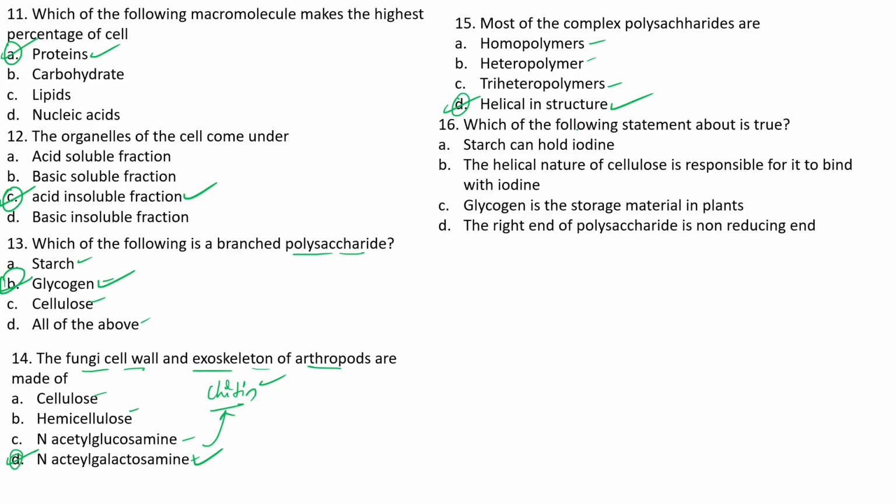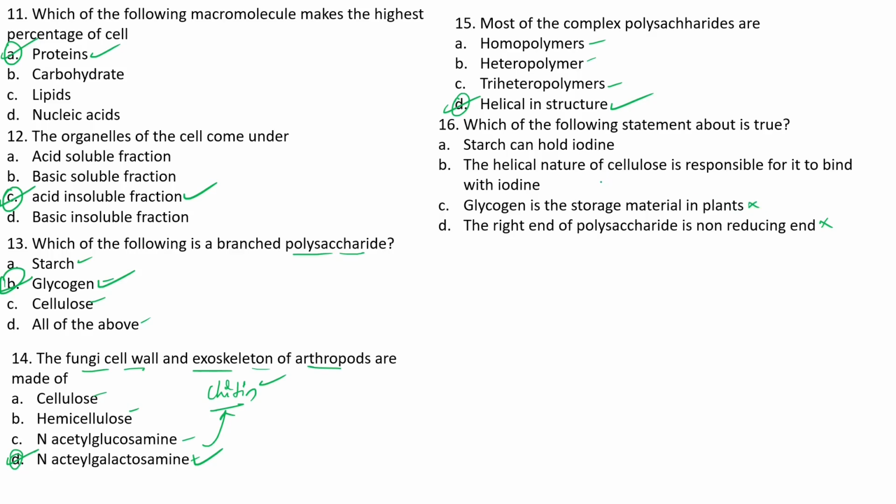Next question, which of the following statements is true? Starch can hold iodine. The helical nature of cellulose is responsible for it to bind with iodine. Glycogen is a storage material in the case of plants. The right end of the polysaccharide is a non-reducing end. Now you know that the right end is actually the reducing end, so this statement is not true. Glycogen is a storage material in the case of animals, not in the case of plants, so even this is not true.